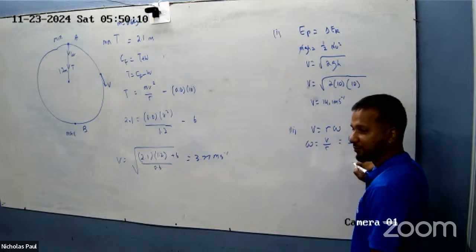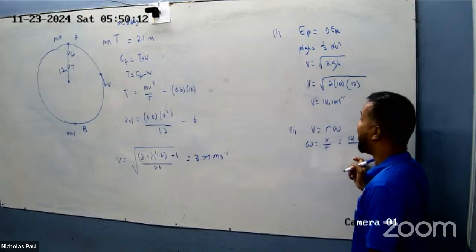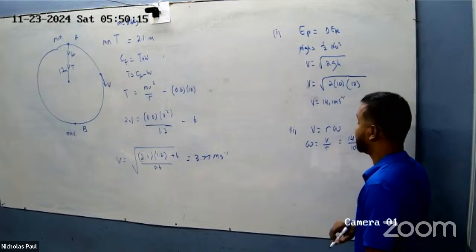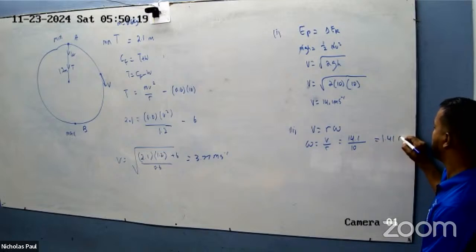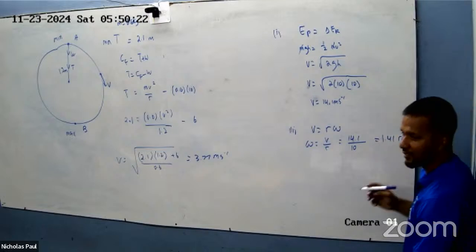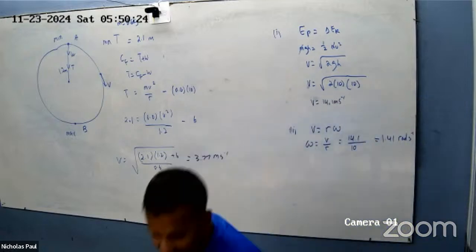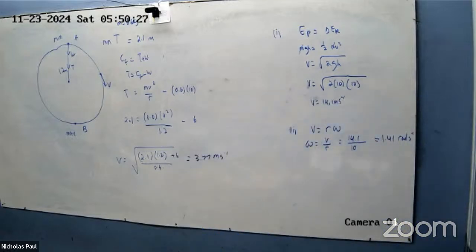Okay, so I agree. R is what? R is 10, right? So the angular velocity is... Yeah, what is it? Hey Katrina, I just appreciate it.